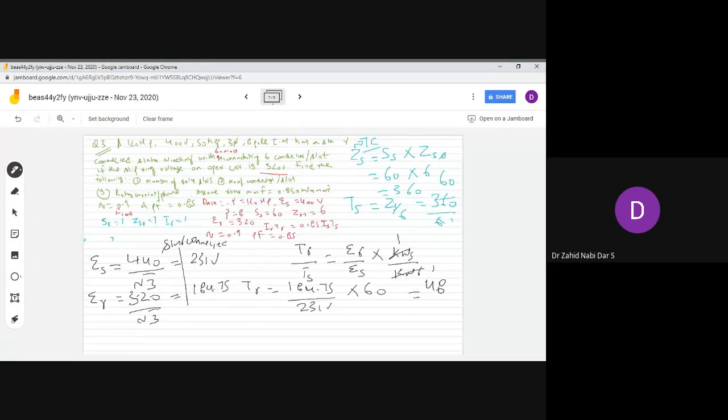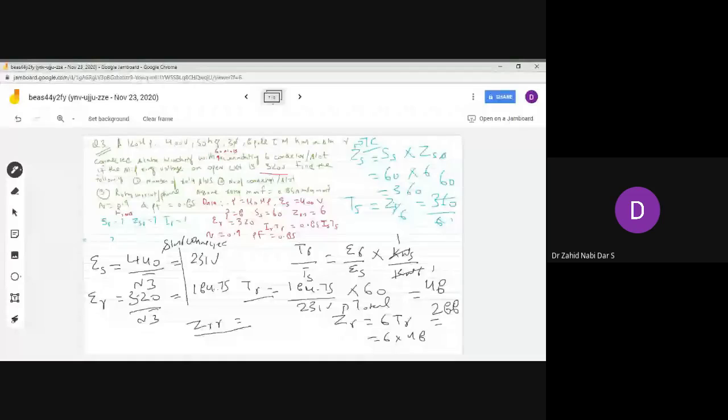Now you got the value of TR. So ZR would be 6 times TR, similar concept, 6 into 48. So 6 into 48 you get around 288. This is the total number of rotor conductors. ZRR value you require to establish the number of conductors per slot. So ZRR value you can get by ZR divided by SR.